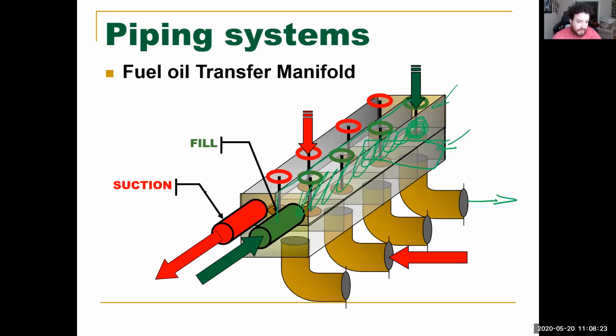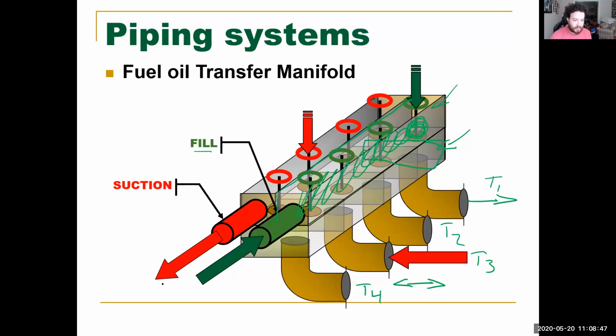So these suction and fills are going from a pump. The suction is the suction side of a pump, and the fill is the discharge side of a pump. And these are going to different tanks. This could be tank 1, this could be tank 2, this could be tank 3, this could be tank 4. And you can go either way with these things. It's one line to a tank.